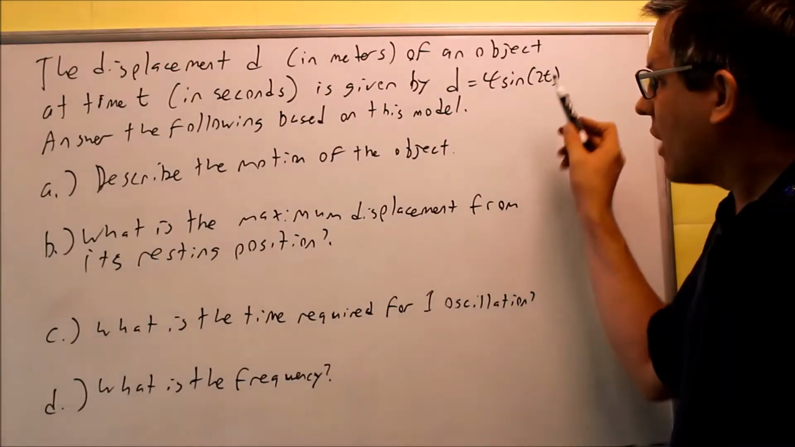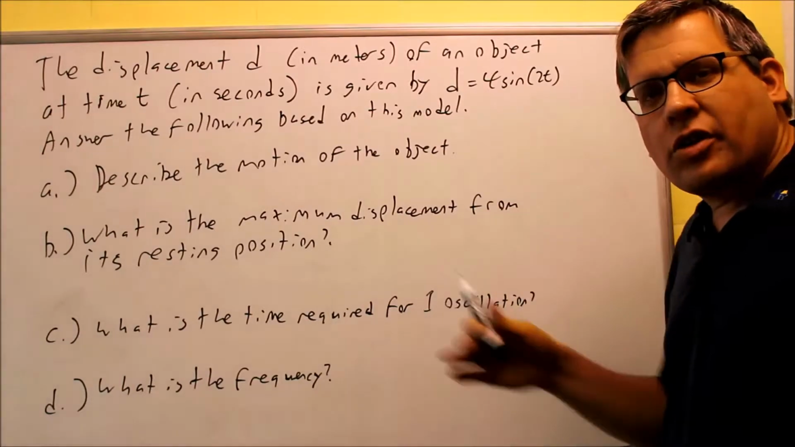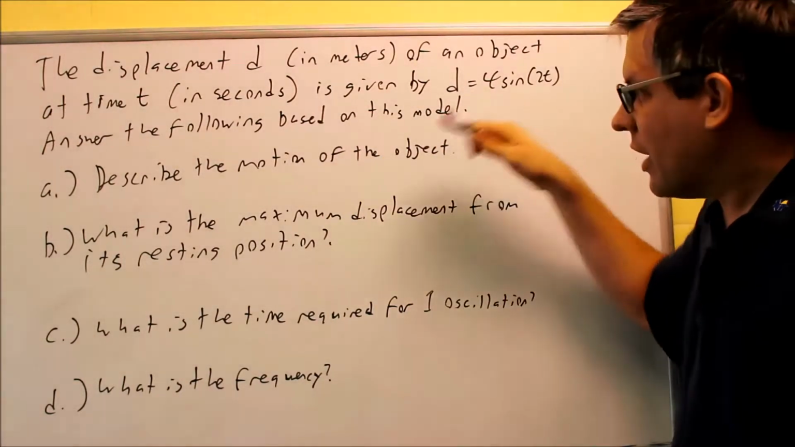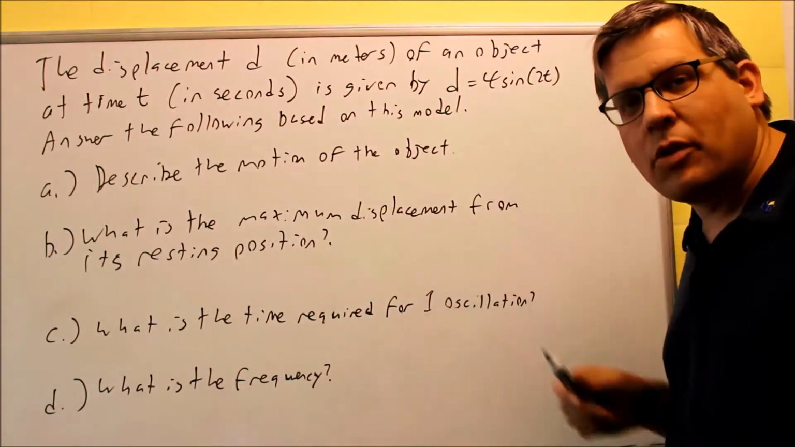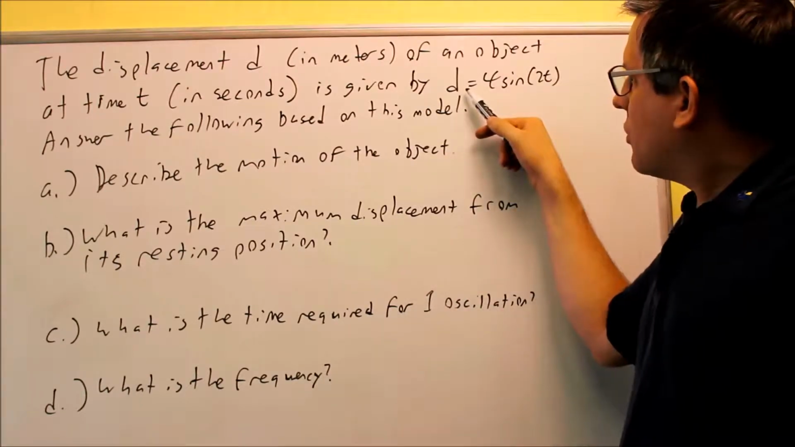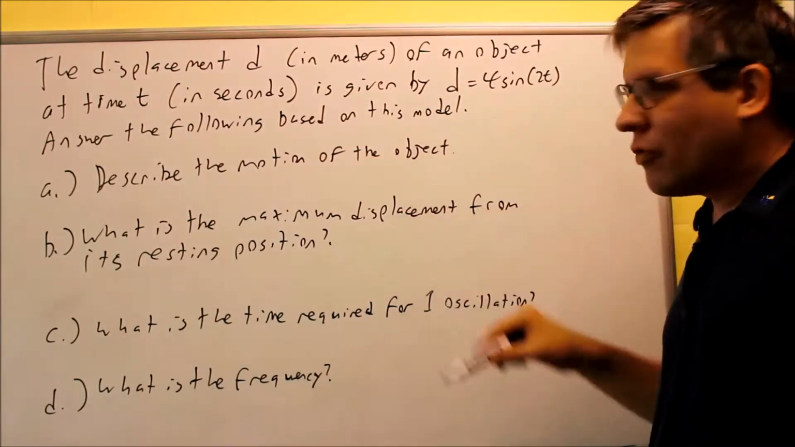Okay, for this problem, they actually give us the model right away. Instead of us trying to go through and come up with the model, now they give us the model, but since they give us the model initially, we want to analyze it by answering some of these questions. So that's the next problem that we're going to do here. D is your displacement from the rest position, and T is your time in seconds. We're answering the following based on that.